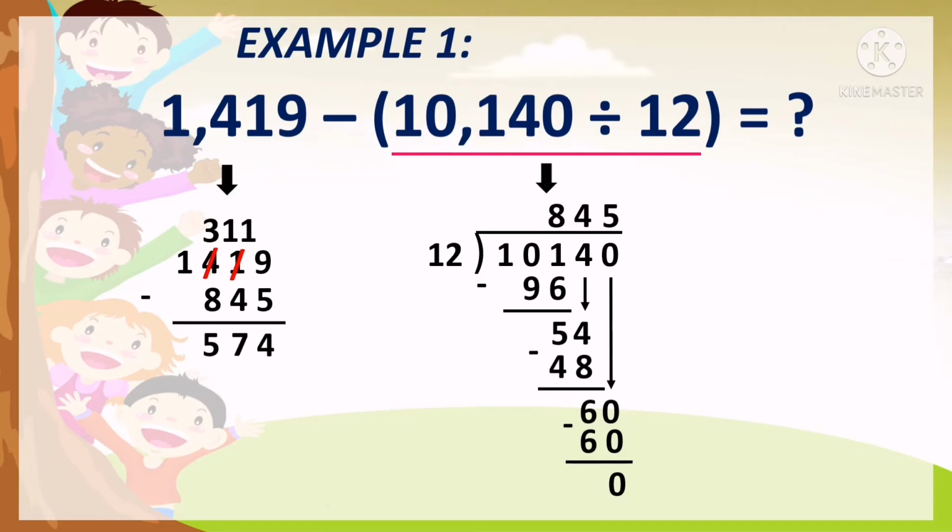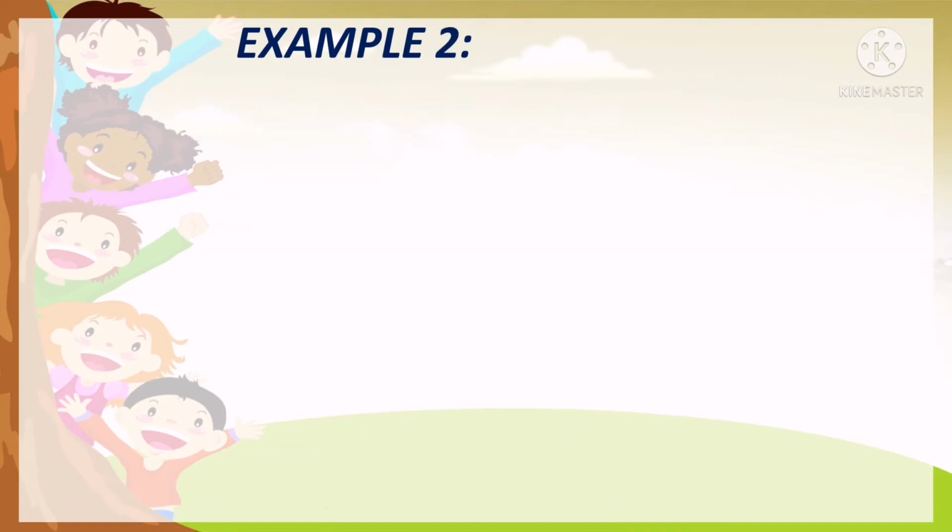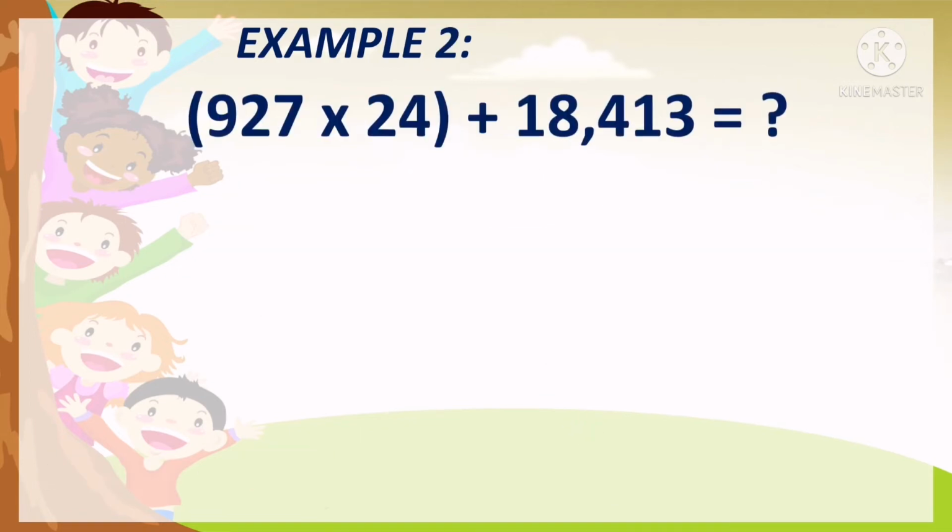So that means in example number 1, 1419 minus, open parentheses, 10,140 divided by 12, close parentheses, will give us a final answer of 574. In this example, we do division first, followed by subtraction. Now let's proceed to example number 2.